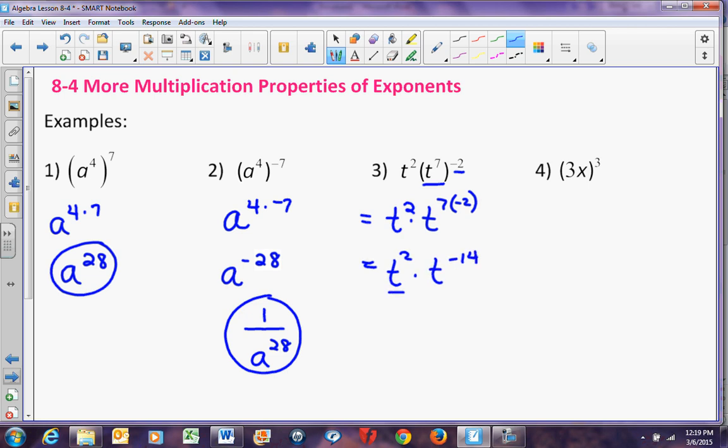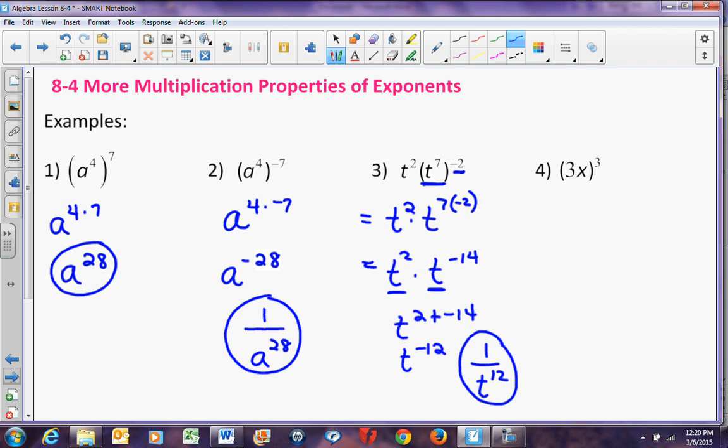Now I have a power times a power, and a power with the same base to a power. A power times a power is add the exponents. A power raised to a power is multiply the exponents. So this was a power raised to a power, so we multiplied the exponents. This is a power times a power, so we're going to add the exponents. So this becomes 2 plus negative 14, so it becomes t to the negative 12. T to the negative 12 becomes 1 over t to the 12th power, because you have to have it as a positive exponent.